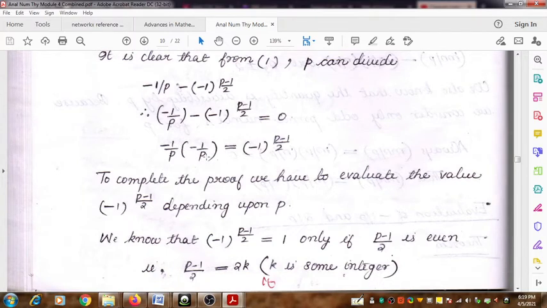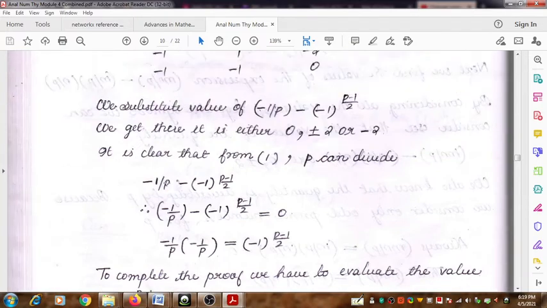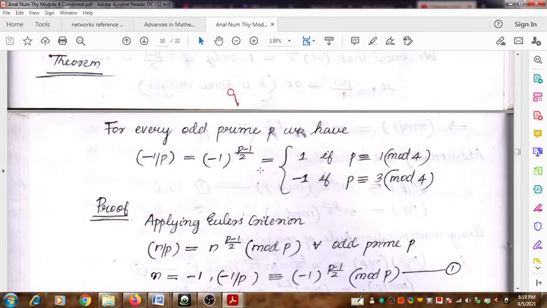So here we have on the left side only (-1 bar p). To complete the proof, we have to evaluate the value of minus 1. What now remains is the second part of the result. Thus we have established that (-1 bar p) equals (-1) raised to (p minus 1) by 2.